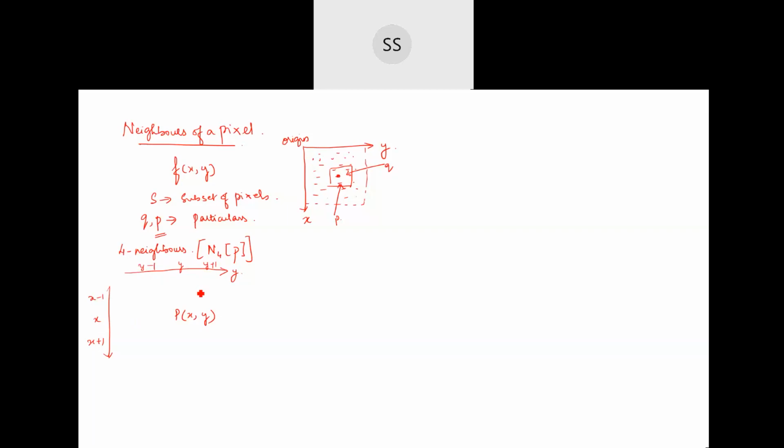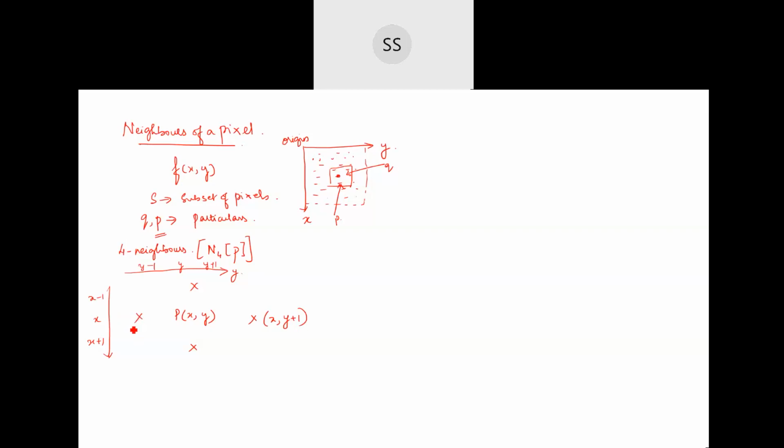So I'm going to consider the pixels on top, at the bottom, at the right, and at the left, and give a coordinate value for the neighbors of my pixel P. The pixel which is on the right will have the coordinate value in terms of x and y. As it is in the same row, the x value is not changing, so x is the same, but y changes. So it is x comma y plus 1.